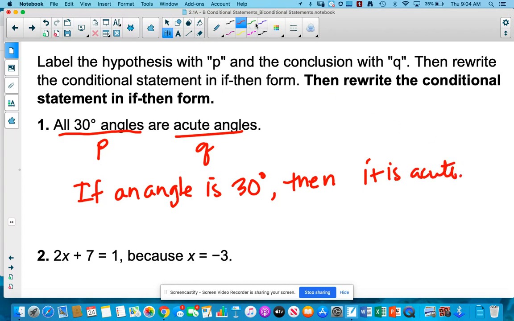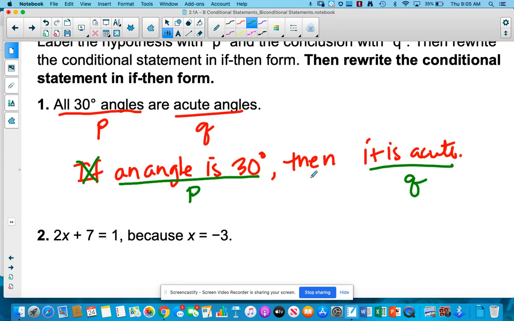And so then on your PC, it's going to ask you what would be your hypothesis, and a lot of people would put if an angle is 30 degrees. That is not correct. An angle is 30 degrees is just your P. It is acute is just your Q, okay? So don't put the if in there when they are asking you, because we would have to count that wrong, okay?